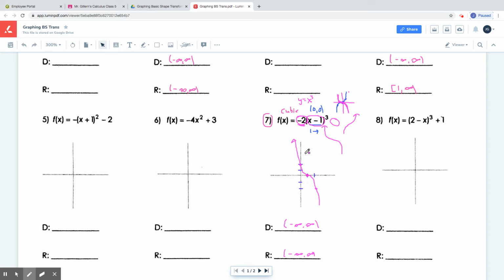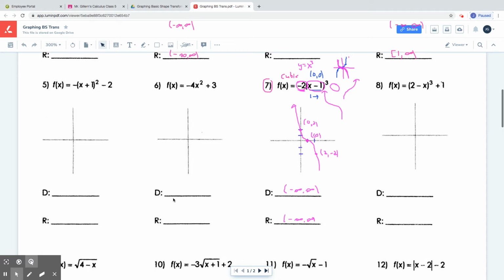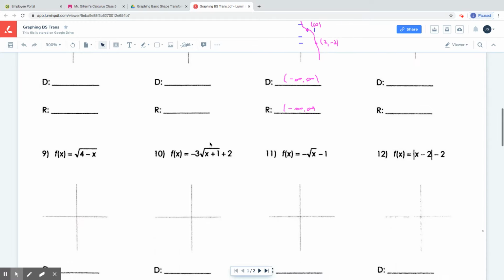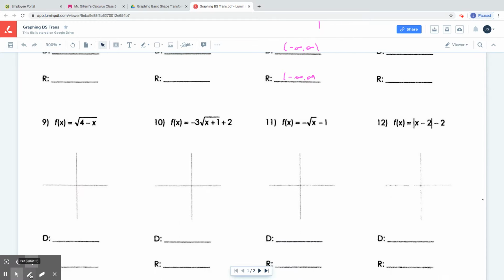All right. Just label these points. This is 0, 2. This is 1, 0. And this is, what is that? 2, negative 2. All right. So now, you can see there's another practice you can do with the cube. All right. So now let's go down to one like number 9.